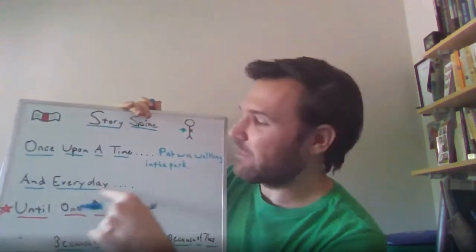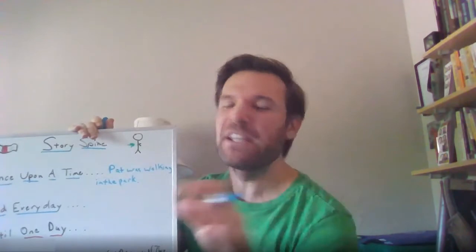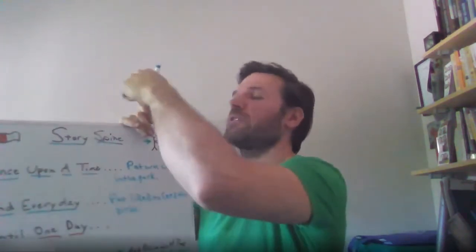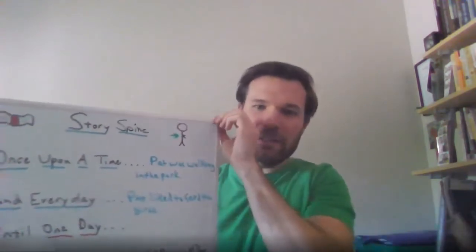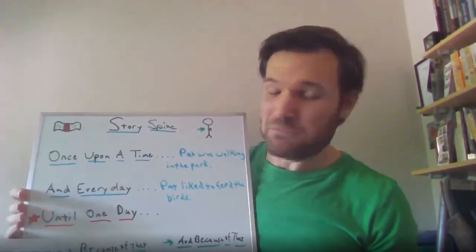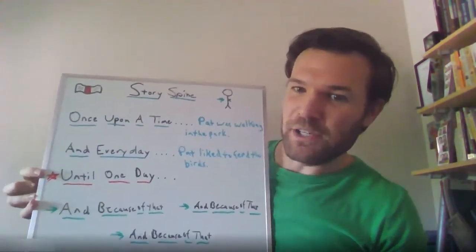The next part is an everyday. This establishes their everyday routine, just really basic, everyday things that they always do. So let's say every day Pat liked to feed the birds. Cool. So now we've established who Pat is and what they like to do every day. Pretty cool day, actually. And then the next part, until one day.